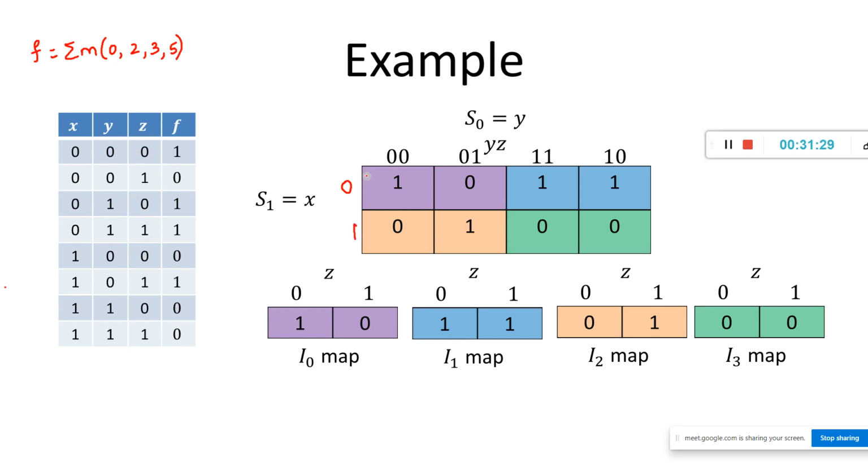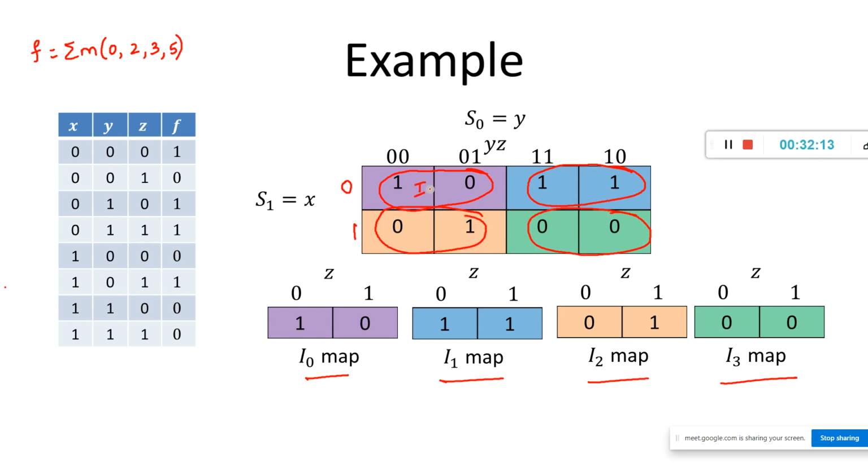Next, coming to this, 0 and 1 here. Okay, 0, 0, 0 here corresponds to the I0 map. 0, 0, 0 is 1, 0, 0, 1 is 0. So this is the I0 map. Next, it is 0, 1, 0 is 1, 0, 1, 1 is 1. So both are 1. So this is the I1 map. Next, 1, 0, 0 is 1, 1, 0, 1 is 0. So 1, 0, this is I2. Next, 1, 1, 0 is 1, 1, 1, 1 is 0. So this is 1, 0, the I3 map.